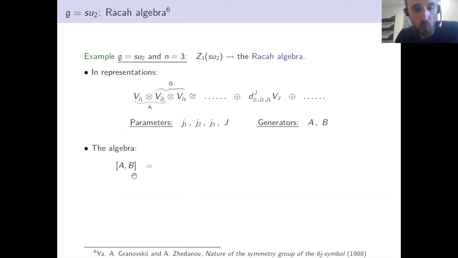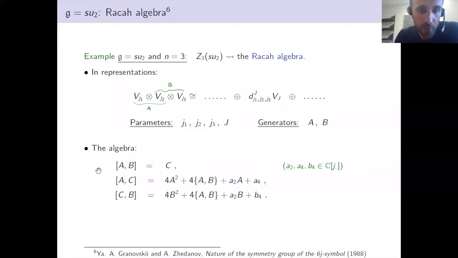Okay, so what is this algebra? As I just told you, A and B, they do not commute. So we will calculate their commutator. And this is a new element, C. And then we calculate the commutator of A and B with C. And it turns out that we find this formula. I mean, the precise form of the formula is not so important here.